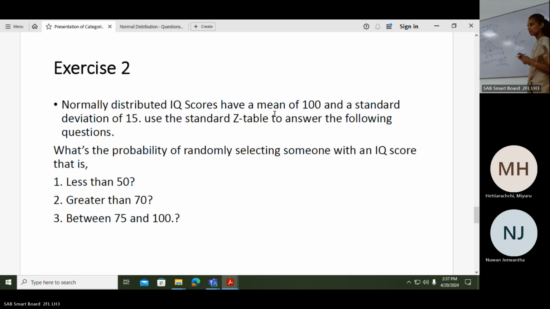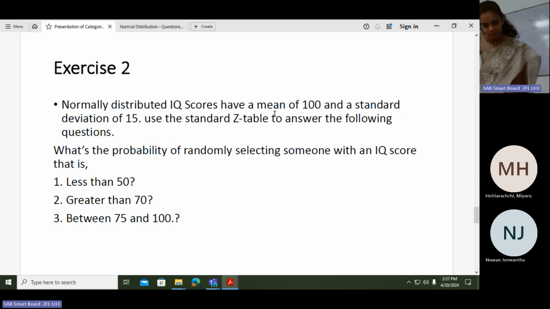1.66. Answer. Then we write minus 1.67. Rounded off to 2 decimal places, then 1.67. What is the answer? 0.4525. Okay, clear?